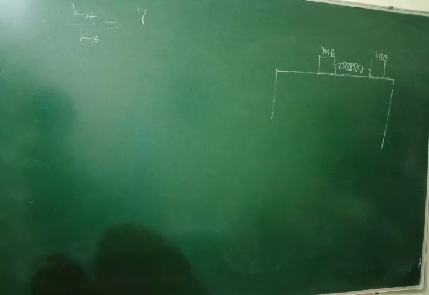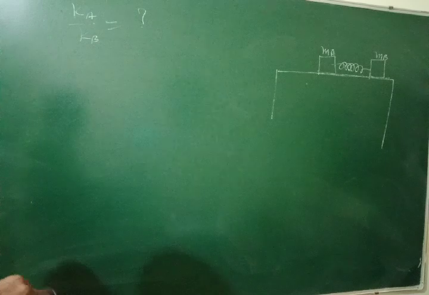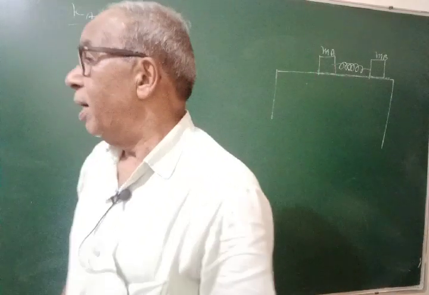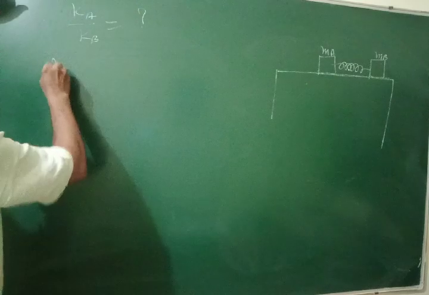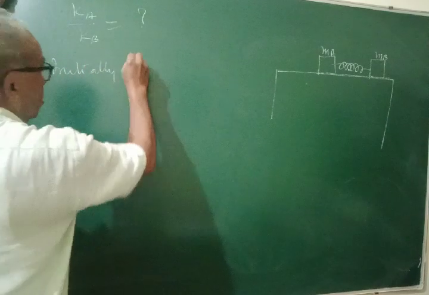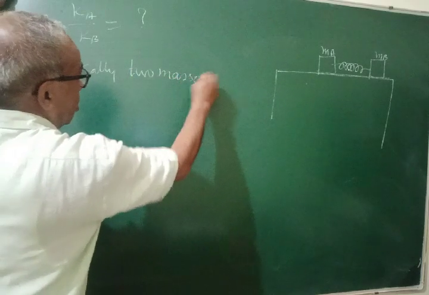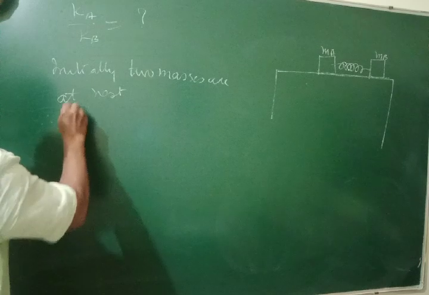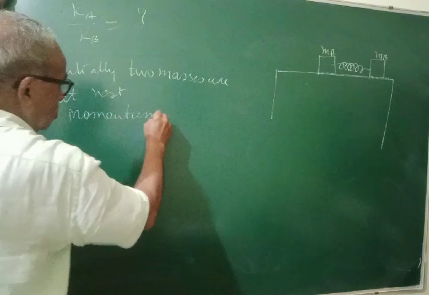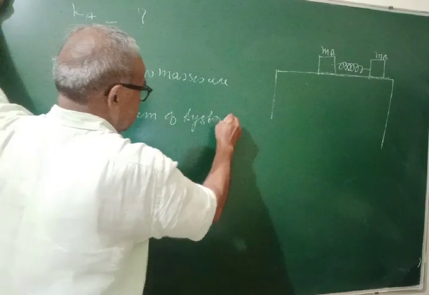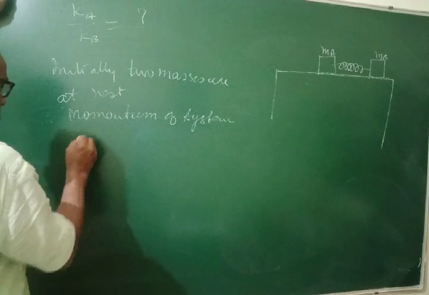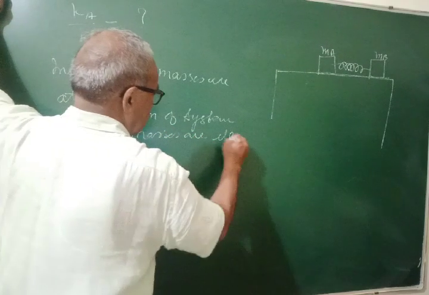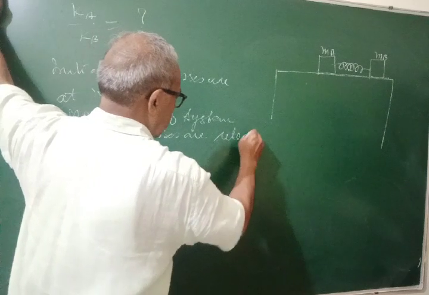Now you are not with me, otherwise I would have let you try. Look, initially the two masses are at rest, and after releasing they will move. So the momentum of the system before the masses are released is zero.